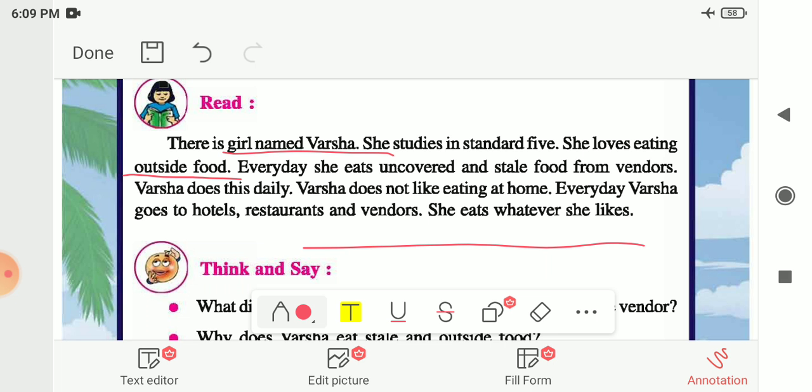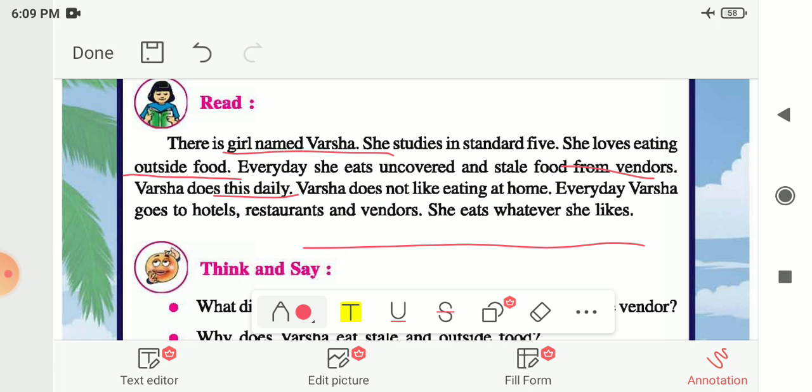She loves eating outside food. As many of you also like to eat outside foods, Varsha, like you, every day eats uncovered and stale, that means rotten, food from the vendors. Varsha does this daily. She was eating this kind of food every day.